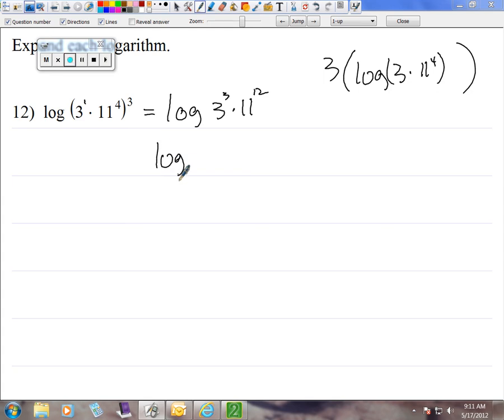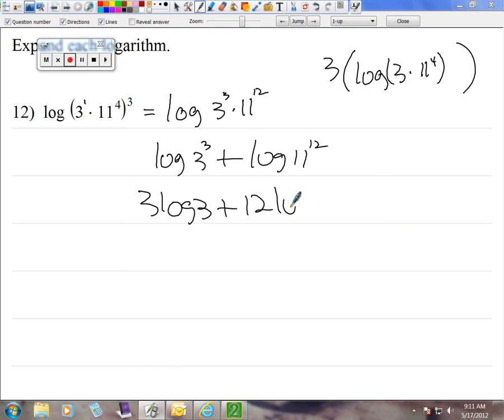Well, I want to show every step. So it would be log 3 to the 3rd plus log 11 to the 12th, wouldn't it? Then what would it be? 3 log 3 plus 12 log 11, and now you're done.